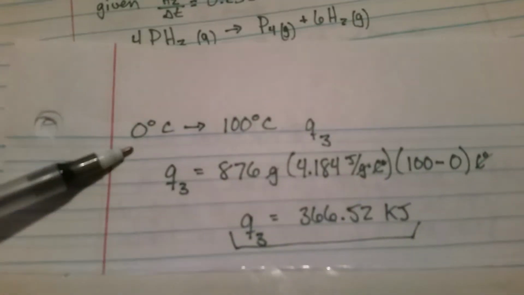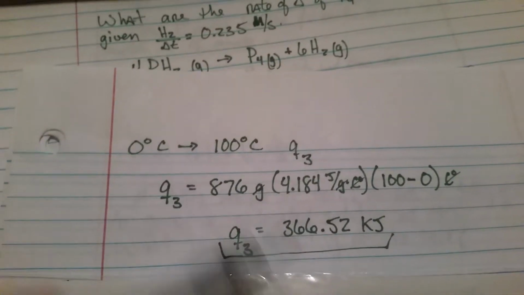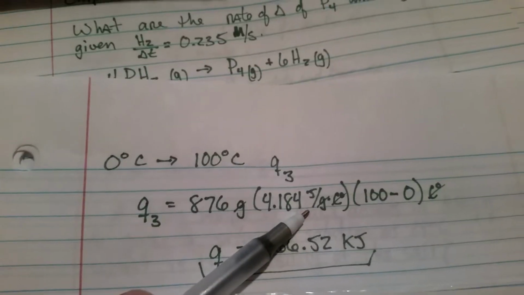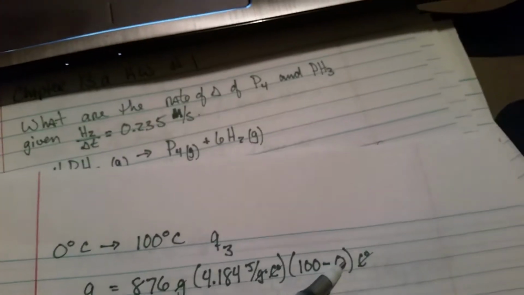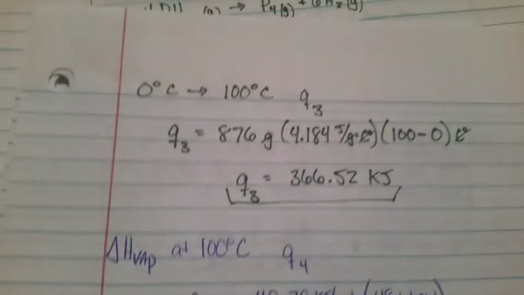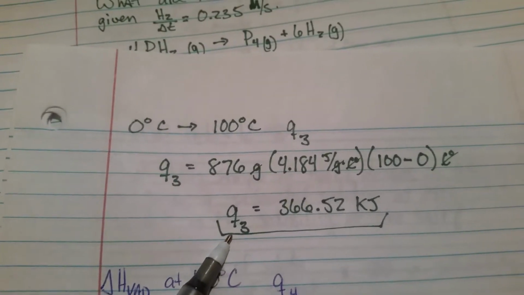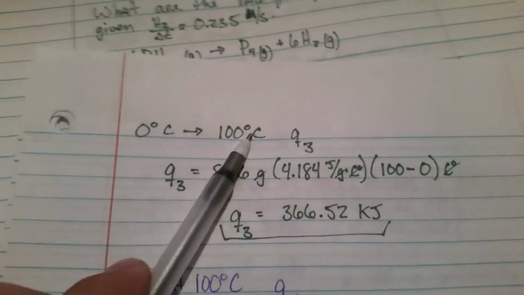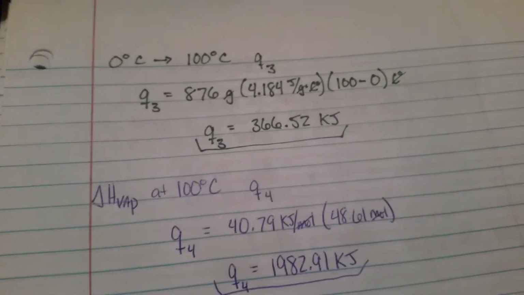For 3, it's from 0, freezing, up to 100, which is boiling. So we do the mass, which hasn't changed, but the specific heat has, since it's in liquid form now, and the difference of temperature, final minus initial. Plugging in those, we get our Q3 for the temperature change from 0 to 100. Notice that all these are in kilojoules.